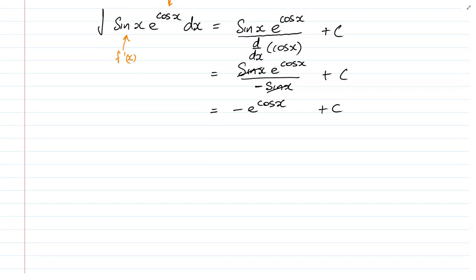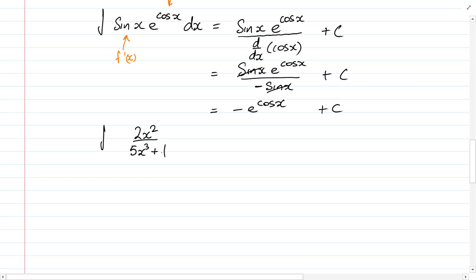One last example for you. Let's integrate 2x squared over 5x cubed plus 1. And I've deliberately done this question because the remaining constant is quite tricky. So you could do this by observation, you could do it quite quickly, but that constant's a bit of a problem.